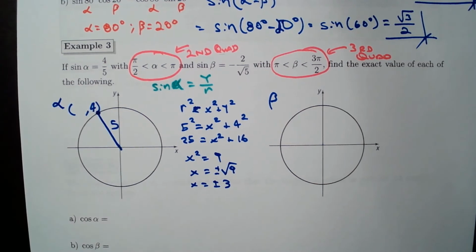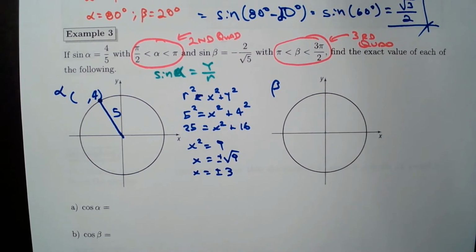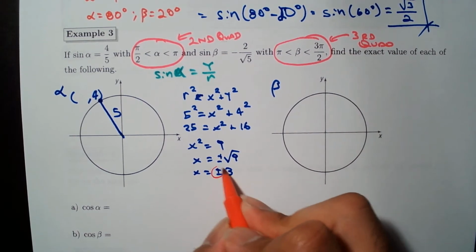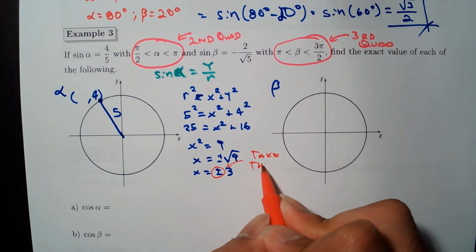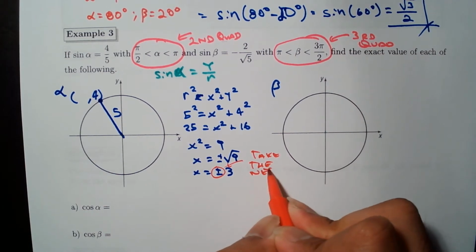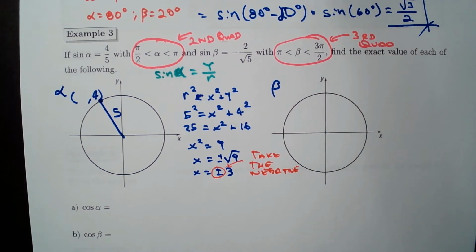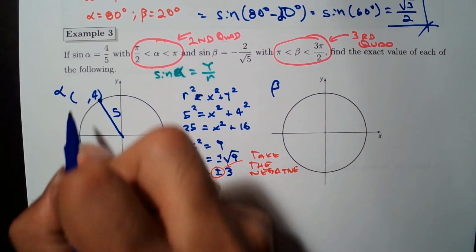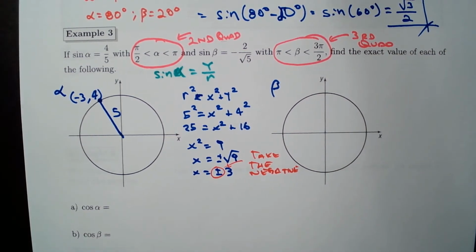In this case, well, I put the plus minus sign. However, in this case, we take the negative. The reason why we take the negative is because x is negative, so it's going to be negative 3. All right.